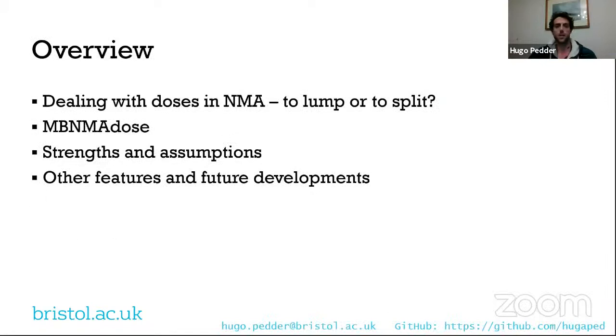So I'm going to talk a little bit about how to deal with different doses in standard NMA and why they can be a bit of an issue and lead to some decisions that have to be made about how to deal with that. And then talk about one approach we can use by modeling the functional dose response relationship using the MBNMAdose package. And I'll talk a little bit about some advantages of this and also the key assumption behind this before finally going on to talk a little bit about other features of the package and some future developments which we're hoping to build in.